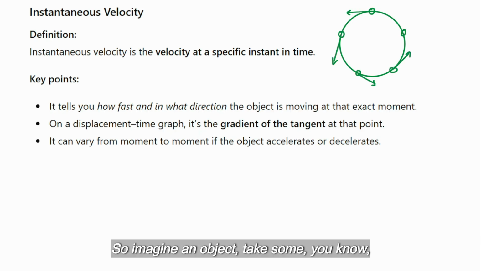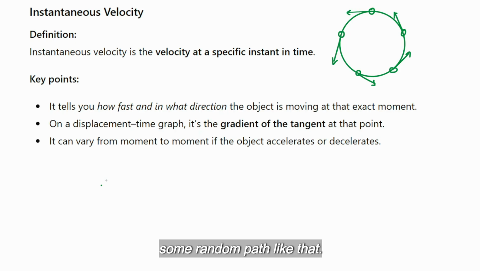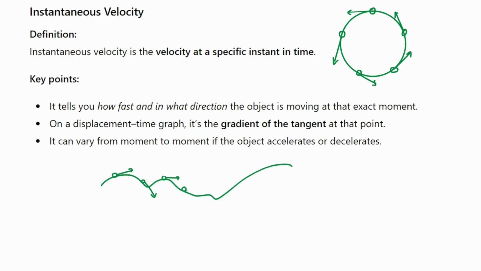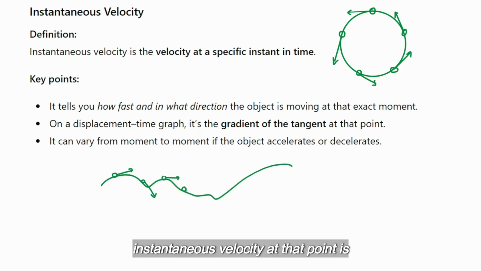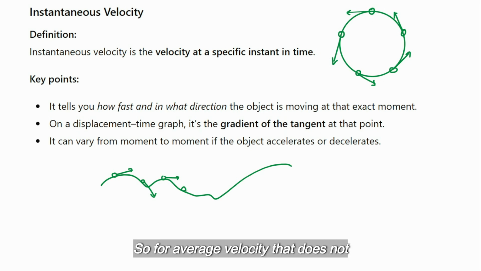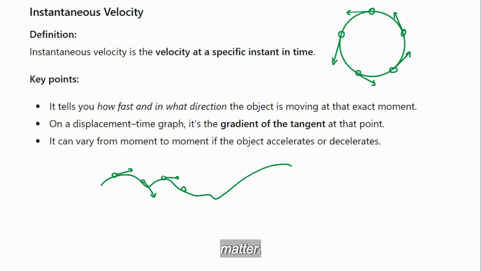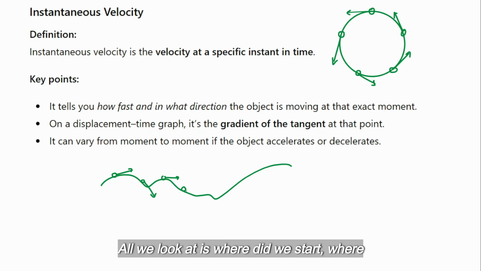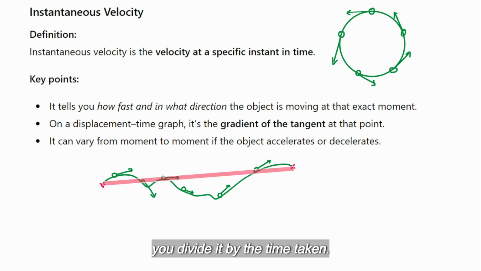So imagine an object takes some random path like that. So instantaneous velocity at that point is this way. At this point, it's that way. At this point, it's horizontal like that. So like that, it can change at any given instant. So for average velocity, that doesn't matter. All we look at is where did we start, where did we end, and you just get the total displacement, which is the length of this red line, and you divide it by the time taken.